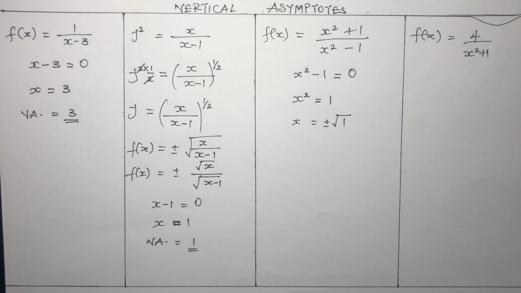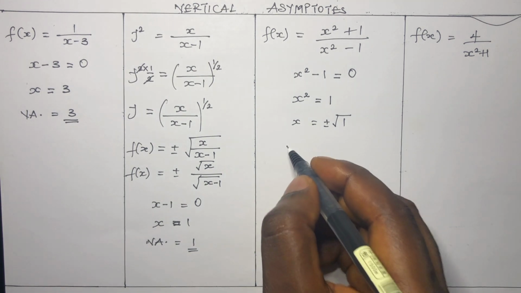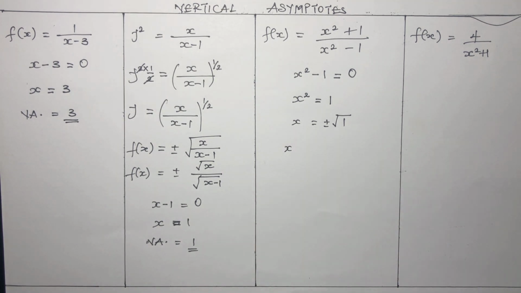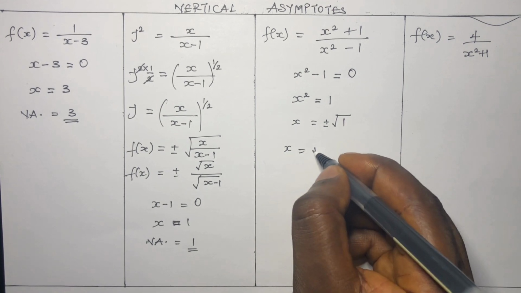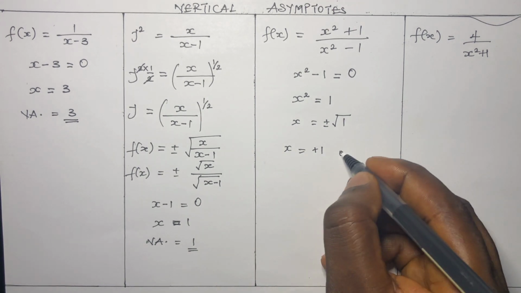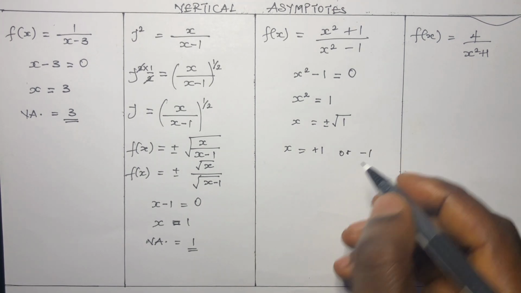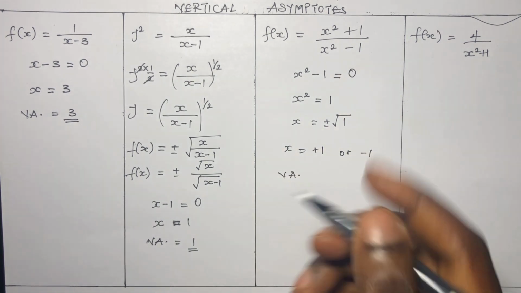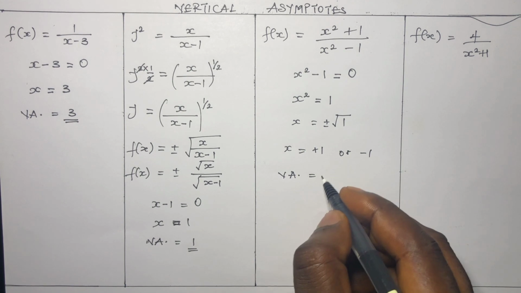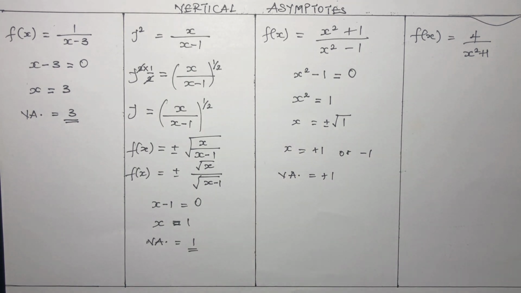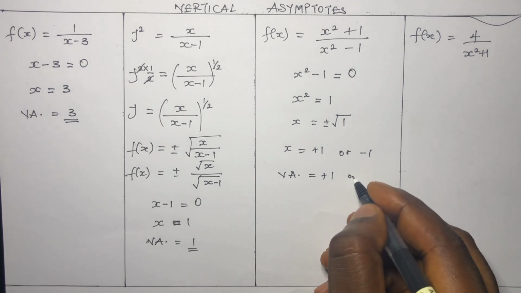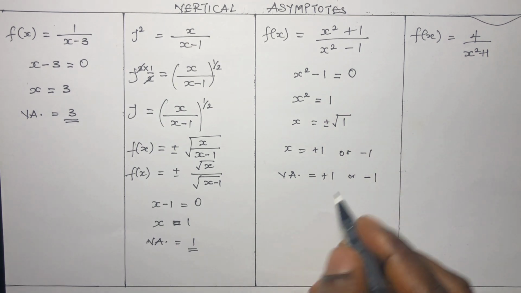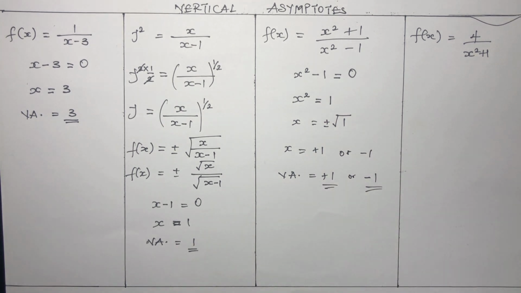The root of 1 is 1. What this means basically is that the vertical asymptote could be positive 1 or it could be negative 1. So the vertical asymptote of this function could be either plus 1 or negative 1. So either of these cases.